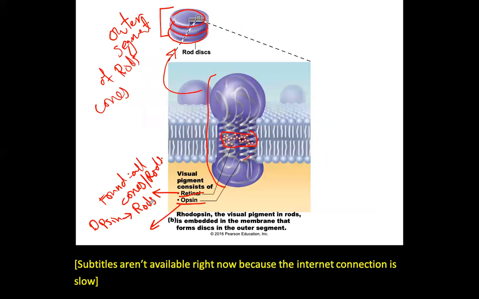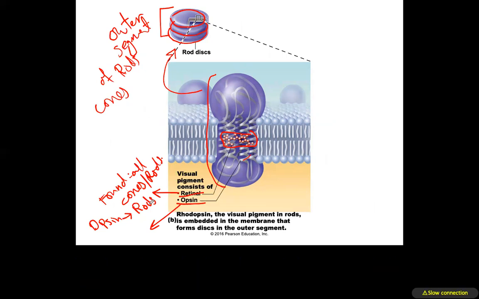So why is this important? This structure is called a visual pigment. This is the structure that is going to absorb the light, and through its absorption changes its shape, which causes a chain reaction that eventually leads to creation of an image.